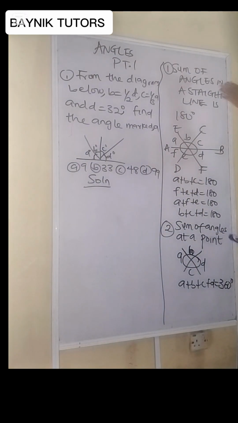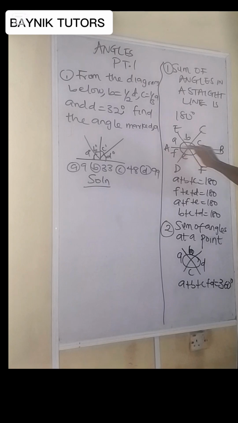So now we're going to start with this. I'll be solving questions specifically on these two. The first one is the sum of angles in a straight line. That's the first one. The sum of angles in a straight line is equal to 180 degrees. Look at this, it's in a straight line. So now we have A plus B plus C equals 180.